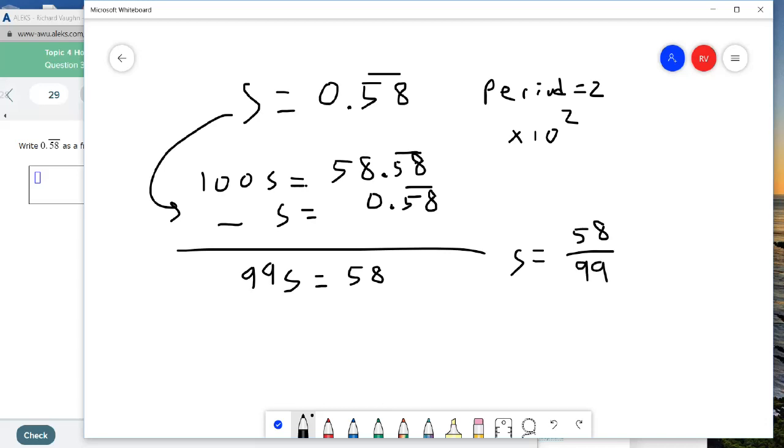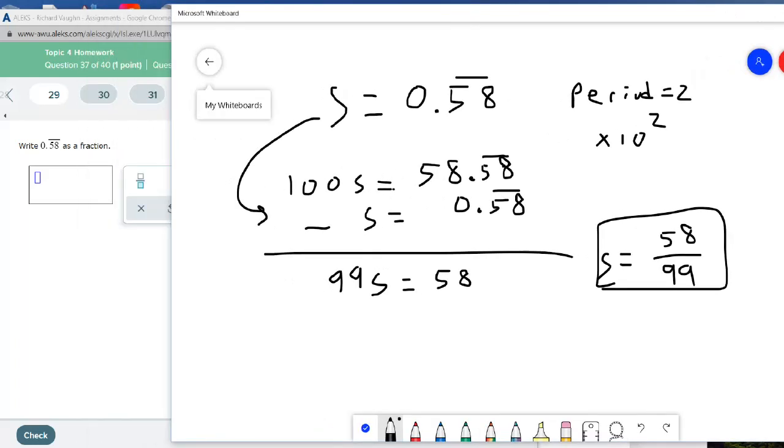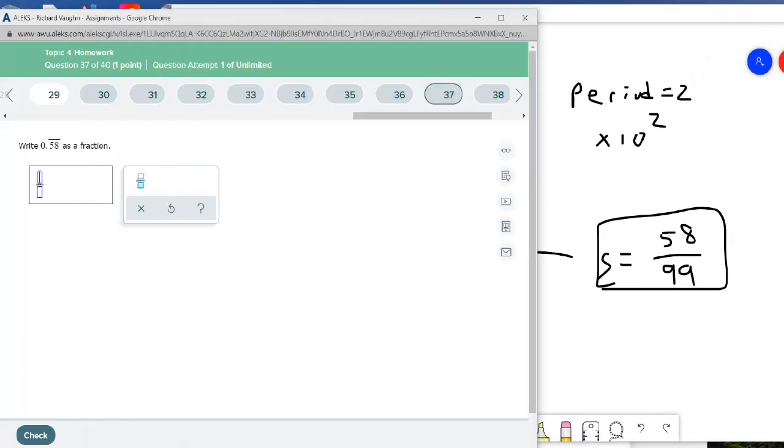Now, this does not reduce because 99 is 3 times 33, which is 9 times 11, 3 times 3 times 11. And this number is not divisible by 3, and it's not divisible by 11. So they share no common factors. It's relatively prime. It's fully reduced. And this is going to be the answer. Right, so over here, I'm going to write, using my fraction bar, 58 over 99.